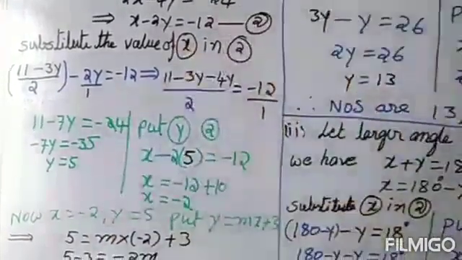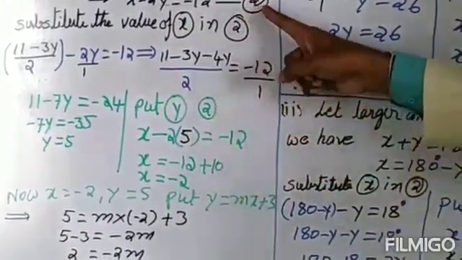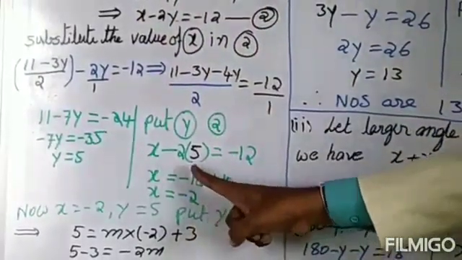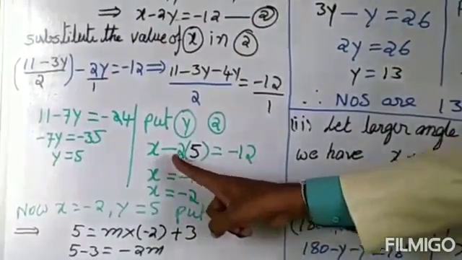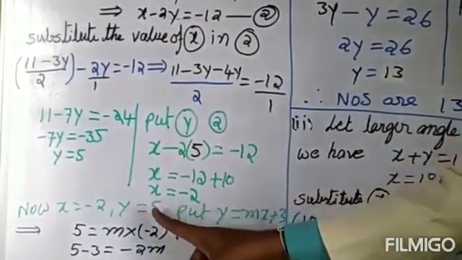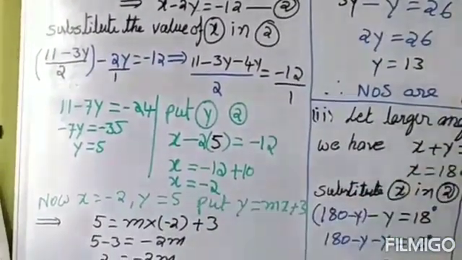Now we are substituting the value of 5 in equation number 2. That is, equation number 2 is x minus 2y equal to minus 12. x minus 2, y value is 5, equal to minus 12. So minus 2 into 5 is minus 10, come to this side plus 10, and this is x equal to minus 2 we are getting. Now we want to find the value of m.